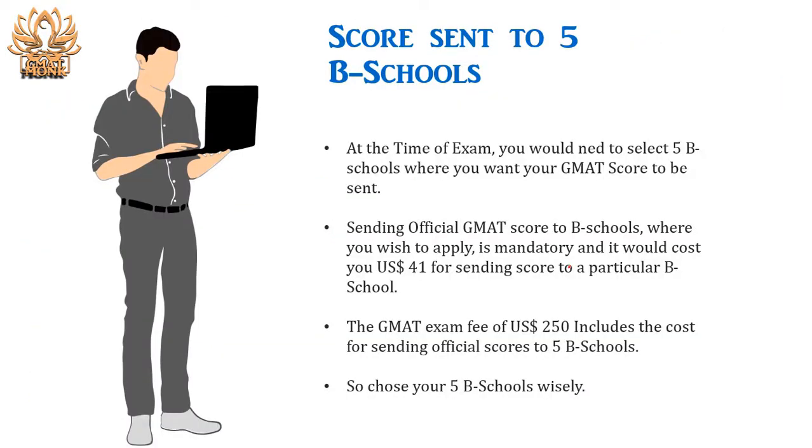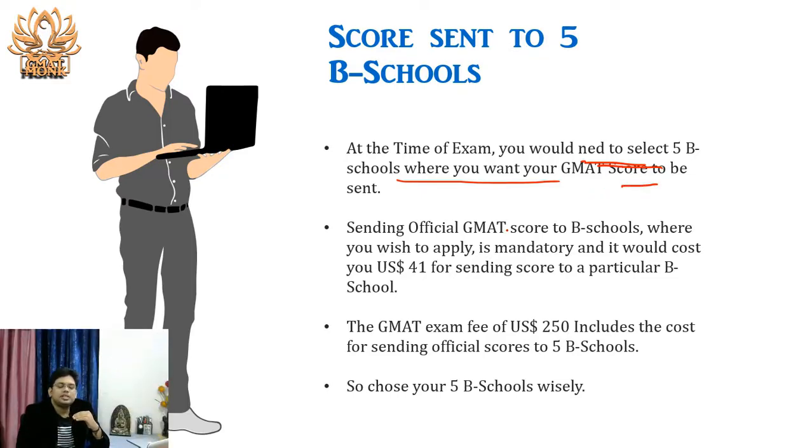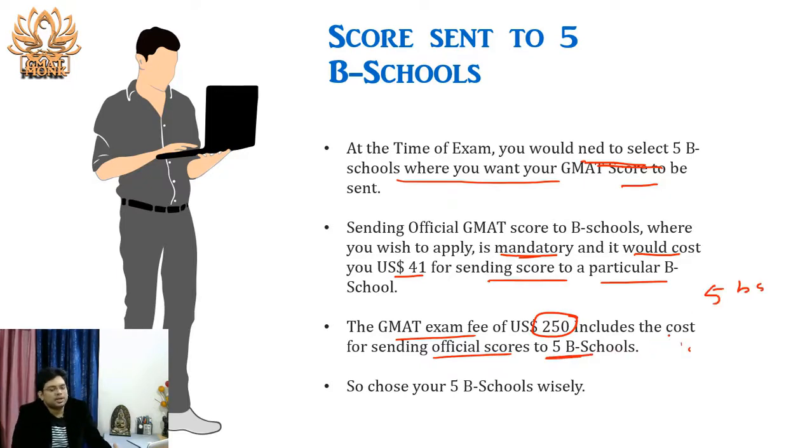Now, scores sent to 5 B schools. At the time of the exam, you would need to select 5 B schools where you would like to send your GMAT scores. You have to send your official GMAT score, or your official TOEFL score, to all the B schools that you are applying to. This is mandatory, and it would cost around $41 for sending a score to a particular B school. Now, the GMAT exam fee of $250 includes the cost for sending the official GMAT score to 5 B schools. After finishing your GMAT exam, if you accept your score, then your score would be sent to those 5 schools that you selected at the beginning of the exam.